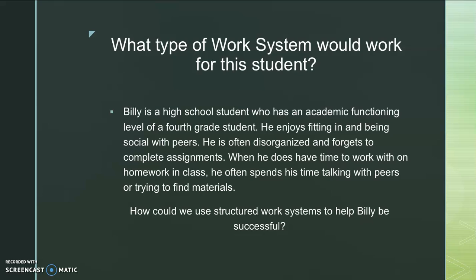So we need to find age-appropriate materials for him, but he also enjoys fitting in. So we may want to use a written schedule because we know that he is at an academic functioning level of a 4th grade student. I want you to think about this too. Could his visual schedule be laminated or small on his desk so that he remembers just him? Giving him a visual schedule with pictures would not be age appropriate because we know that he does have those skills. All right, let's look at the next one.